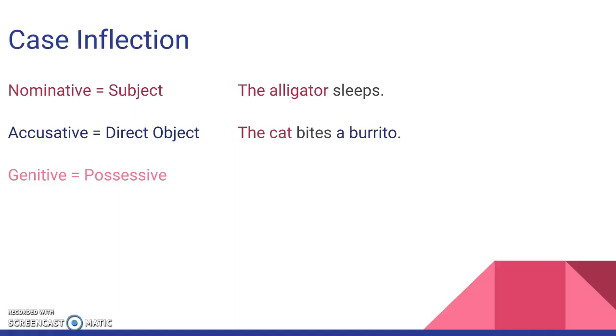The noun that possesses something is the one in the genitive case. Ronald is in the genitive case because he is possessing the mouse.